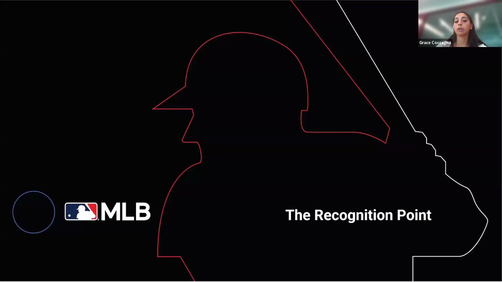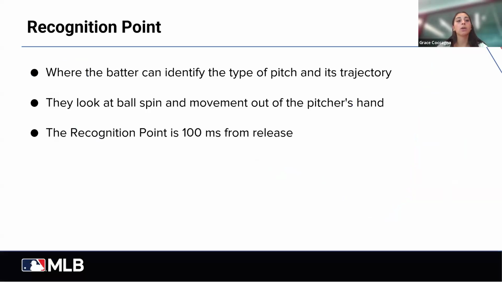Now that we have established that, we're diving into the recognition point. This is the second point in the triple tunnel, moving a little further away from the batter. The recognition point, like I touched on before, is when the batter can identify what type of pitch is coming at them, what that trajectory looks like. Ideally, they can figure out if it's a fastball or a curveball, looking at the spin and movement of the ball coming out of the pitcher's hand. From Tom Tango's analysis before, this is sitting at 100 milliseconds since the release.